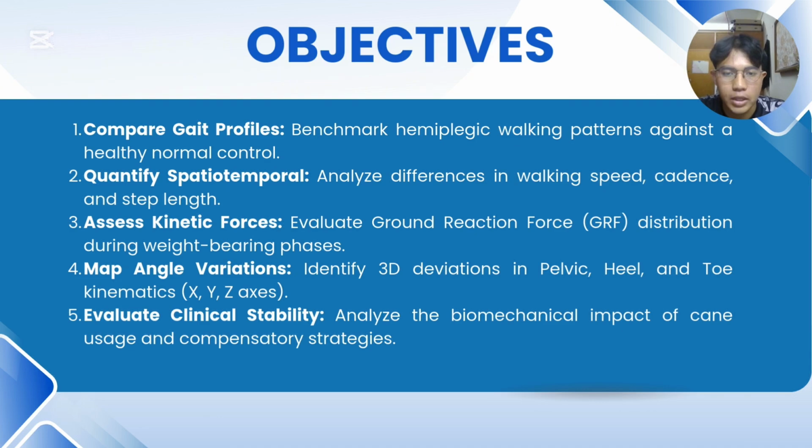Next is to map angle variations. So we include markers onto the subjects to identify 3D deviations in pelvic, heel, and toe kinematics. And lastly, to evaluate clinical stability. This is to analyze the biomechanical impact of cane usage and also compensatory strategies.